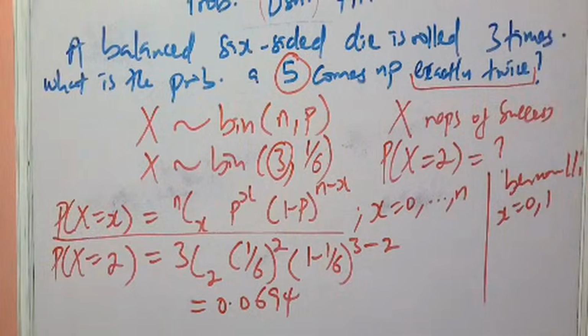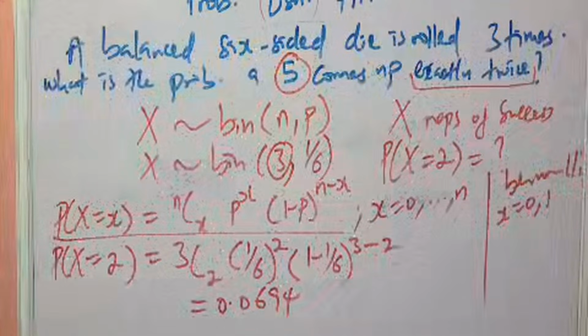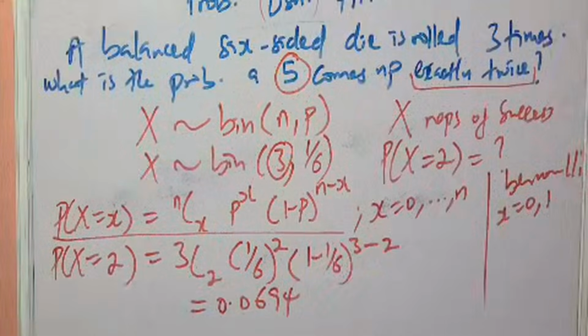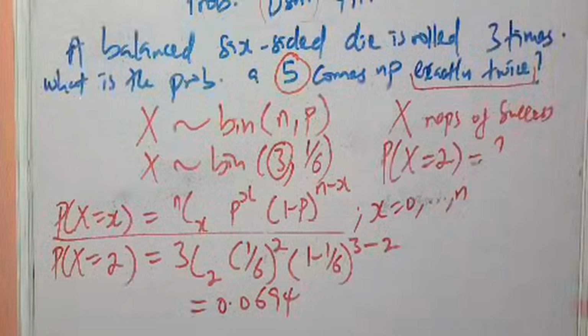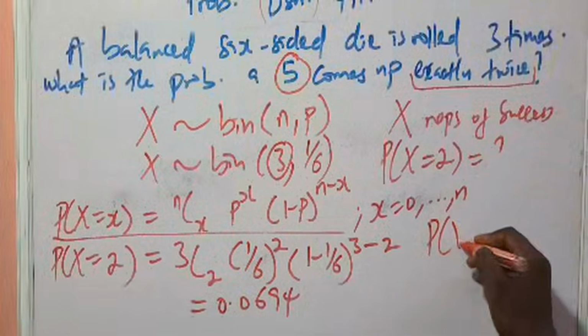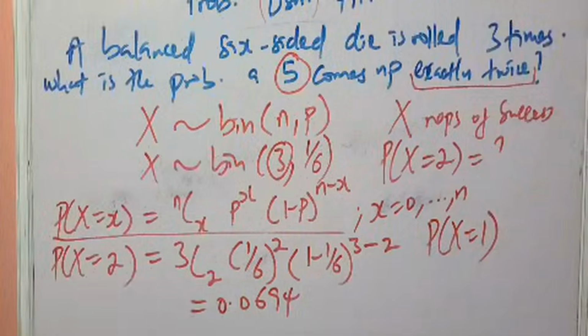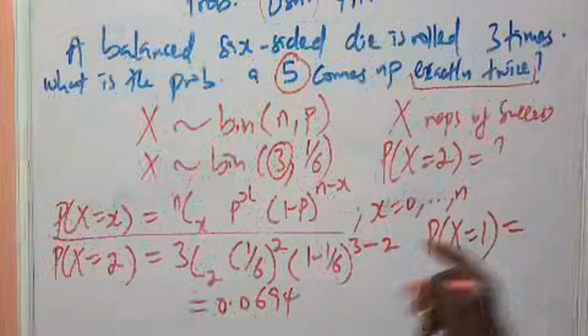What's your answer? What's the probability a 5 comes up exactly once? Okay, so if you're asked to find the probability of that happening, what you need to know is that in that case, your number of success is 1, because exactly once means you have to find the probability of x equals 1. So you go on now to fix this into your formula.